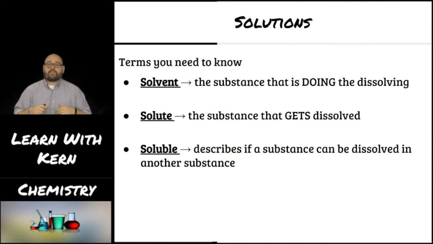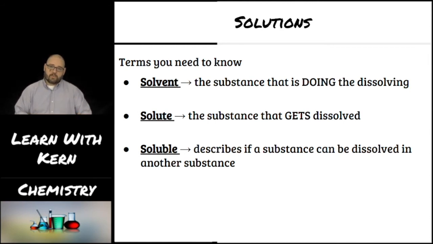Soluble describes if a substance can be dissolved in another substance. So salt, or sodium chloride, is soluble in water, but sand is not soluble. If I put salt in water, salt will dissolve. If I put sand in water, sand just sinks to the bottom. It doesn't dissolve. So sand is not soluble. It is insoluble. Some things may not be soluble in water, but they'll be soluble in something else. For example, cayenne pepper is not soluble in water, but it is soluble in oil. So whether or not something is soluble does depend on what solvent you're talking about.